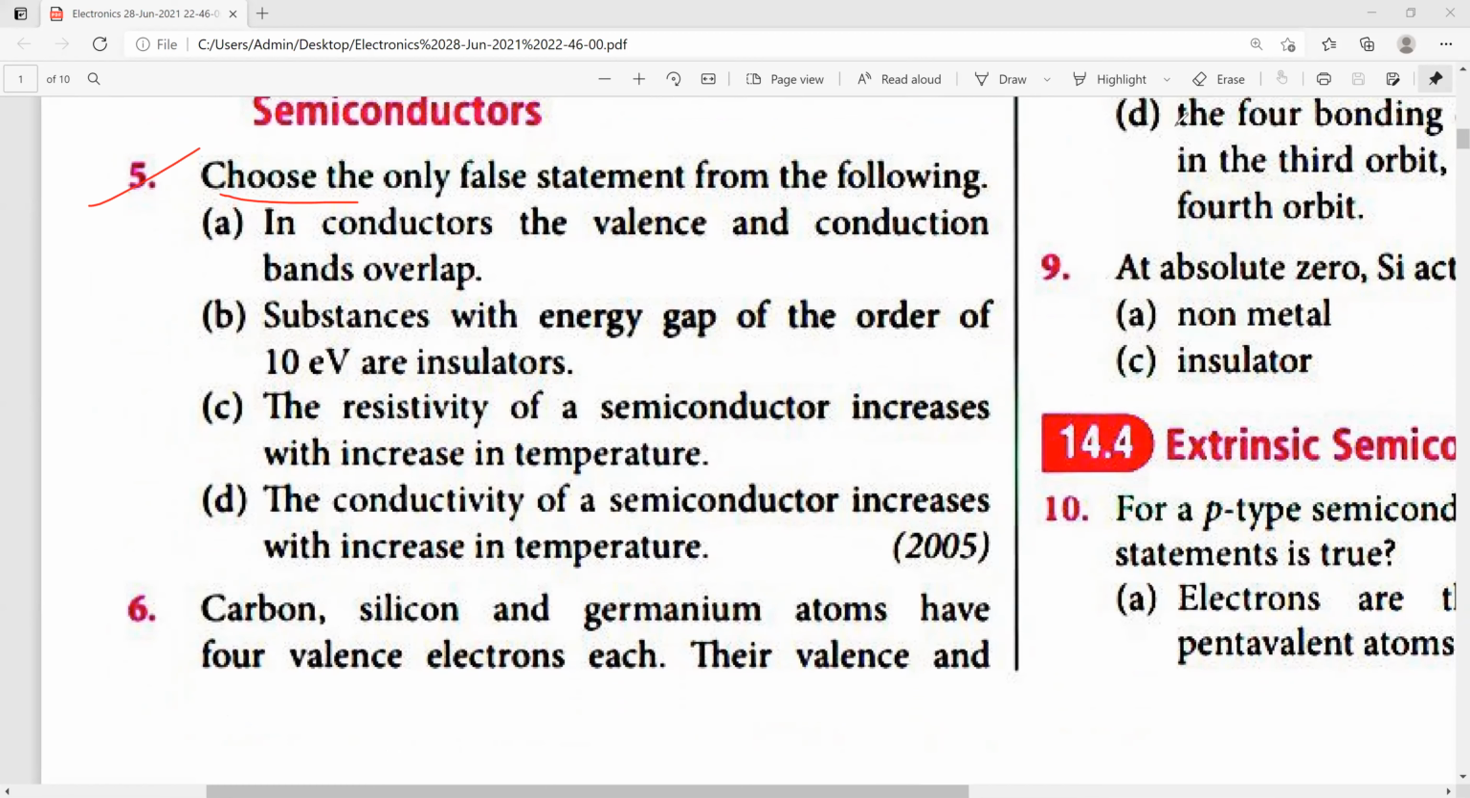Fifth one, choose only false statements from the following. First one, in conductors, the valence and conduction band overlap. Second one, substances with energy gap of the order of 10 electron volt are insulators. Third one, the resistivity of a semiconductor increases with increasing temperature. Fourth one, the conductivity of a semiconductor increases with increasing temperature. So here, the resistivity of a semiconductor decreases with increasing temperature. Therefore, this one is the right answer.